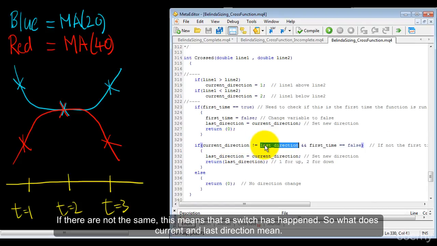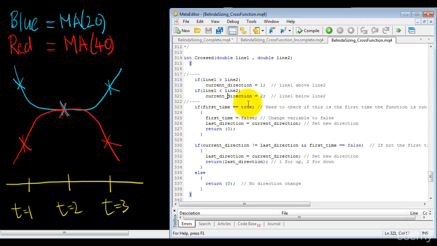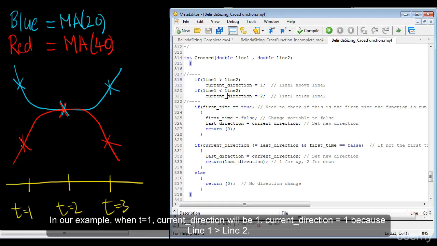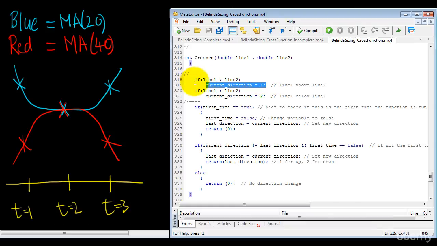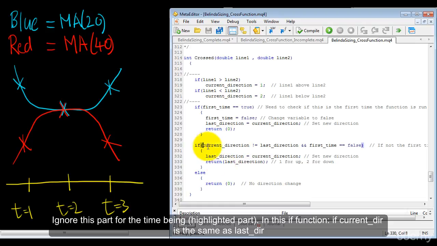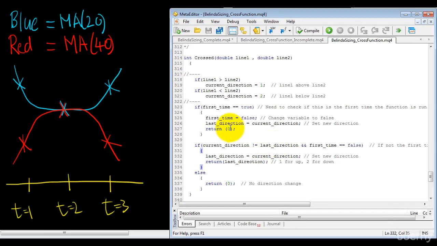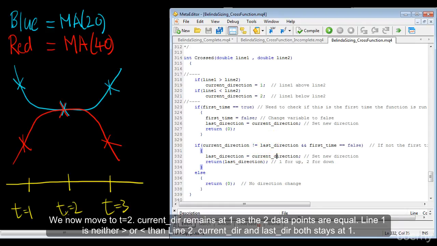So what does current direction and last direction mean? Current direction equals 1 if line 1 is on top of line 2, and current direction equals 2 if line 1 is below line 2. So let's say in our example at t equals 1, current direction will be 1, because line 1 is above line 2. Ignore this part first. Okay, so in this if function, the current direction is the same as the last direction because before this, line 1 is above line 2 as well. We now move to time equals 2.